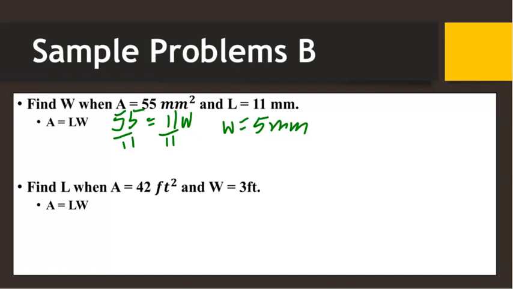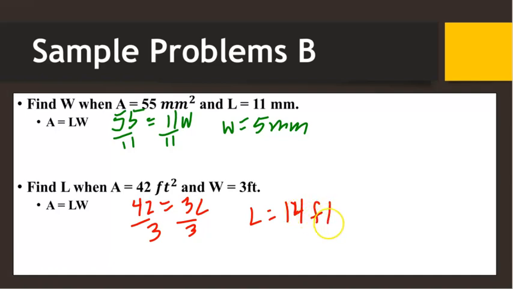This next one, find the length when the area is 42 and the width is 3. So I have 42 equals 3L. Divide by 3 on both sides. And the length is going to give us 14, so this would be 14 feet.